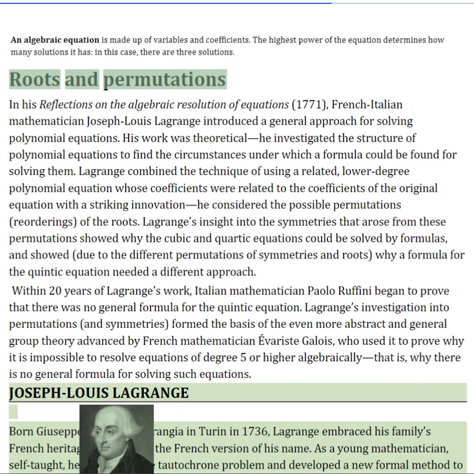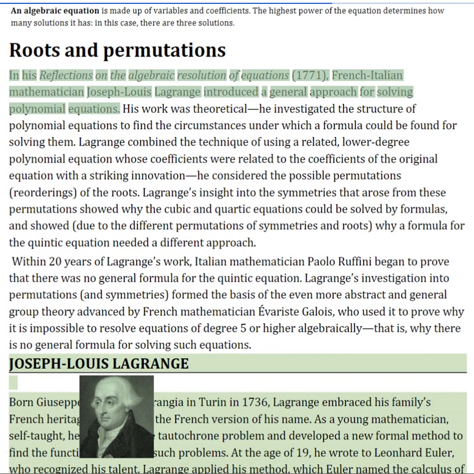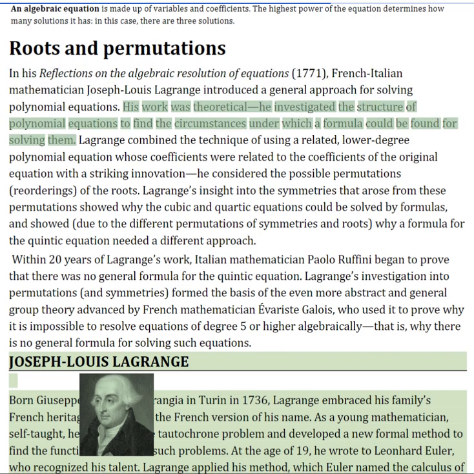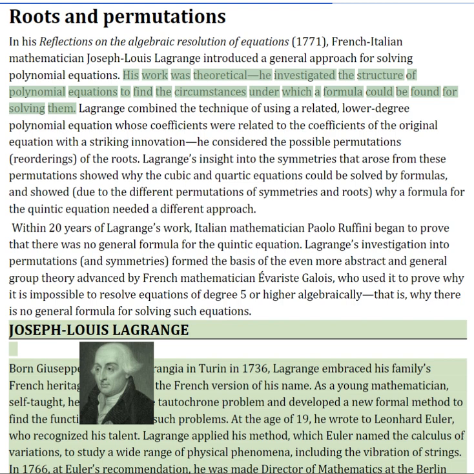Roots and permutations. In his Reflections on the Algebraic Resolution of Equations, French-Italian mathematician Joseph Louis Lagrange introduced a general approach for solving polynomial equations. His work was theoretical. He investigated the structure of polynomial equations to find the circumstances under which a formula could be found for solving them.